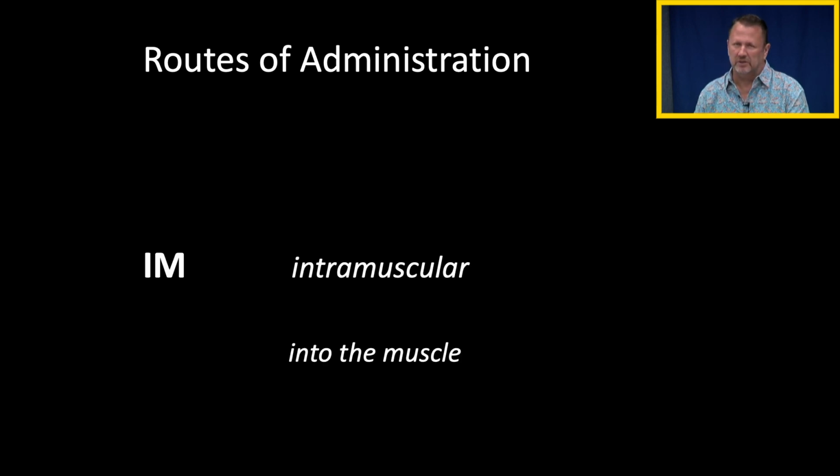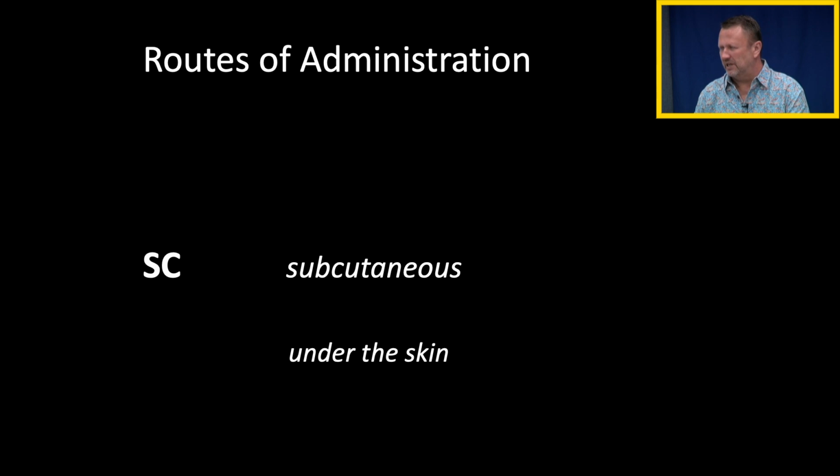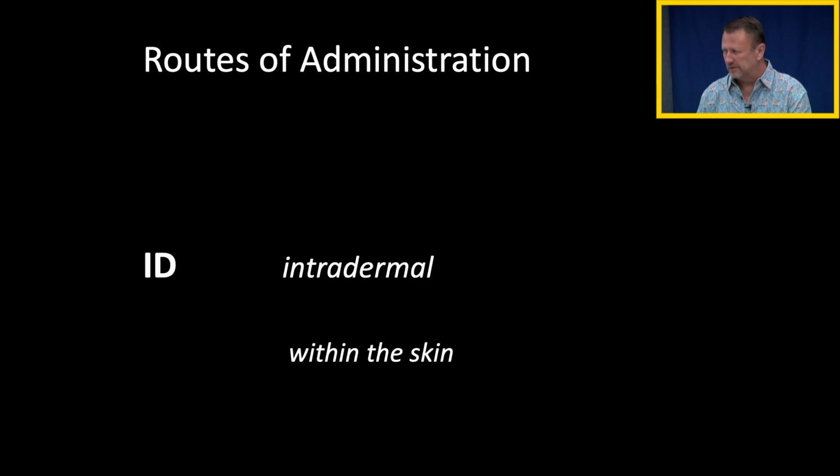IM means intramuscular. SC means subcutaneous. ID is intradermal, within the skin. Sometimes we'll see subdermal, meaning right below the skin. And so when we give a tuberculosis test, this is like intradermal. We'll just put it right underneath that top layer of skin.